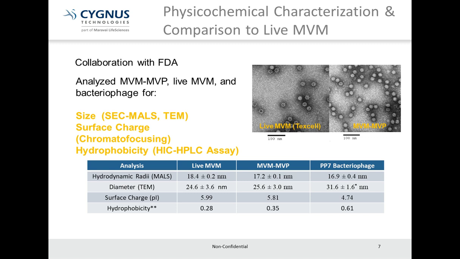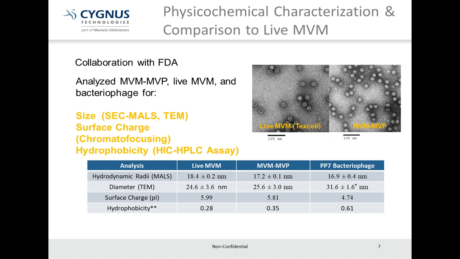So you see on the bottom table here, we have 4 columns. One shows you the analytical technique that we tried, and then the 3 columns on the right are the different particle types, starting with live MVM, our particle, the MVP, and the PP7 bacteriophage. So you can go down by each row, analysis by analysis. It looks like our particle is stacking up very nicely against MVM, where PP7 does a good job of mimicking the size properties of MVM, but when you get into the surface charge, surface hydrophobicity, that's where that particle sort of lacks, and our particle is able to provide a better surface chemistry, better surface surrogate.